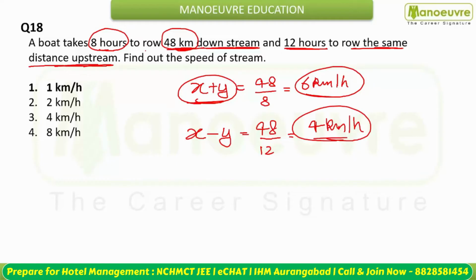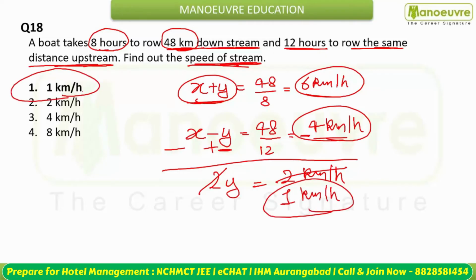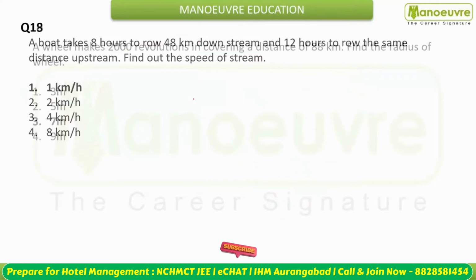So now you are asked what is the speed of the stream, that is y का value पूछे आपसे. So what you are going to do is subtract this term, this negative is going to become addition, this is going to become negative. So y plus y is 2y, which equals 6 minus 4, that is 2 kilometer per hour. So y is half, that is 1 kilometer per hour, going to be your answer. Okay. So from here you can also answer the speed of the man or the boat.